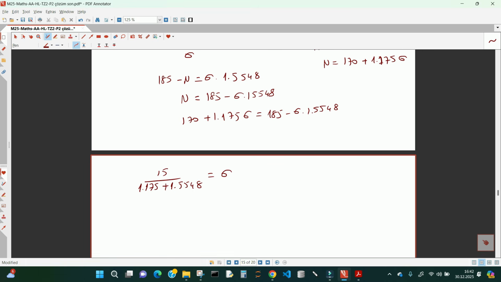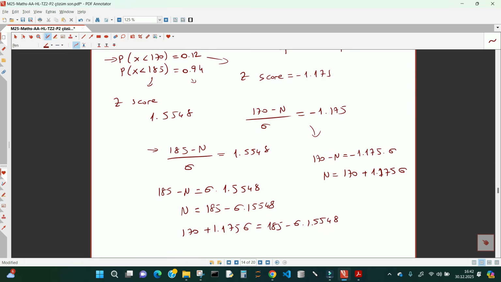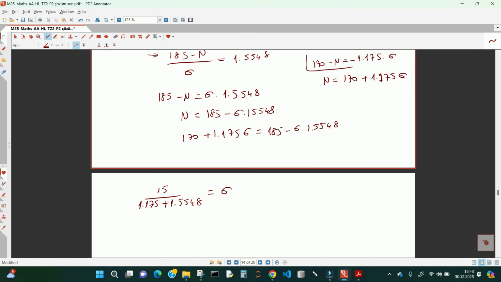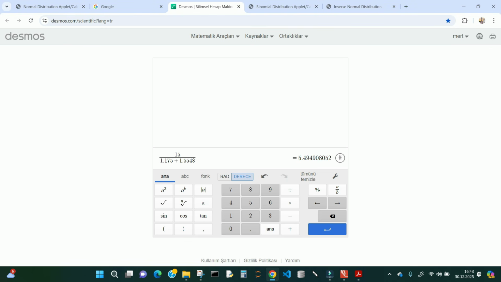If I substitute this number into the equation, nu equals 170 plus 1.175 times sigma. From here you can find, let's copy this number first, 170 plus 1.175 times sigma, yeah, 176.